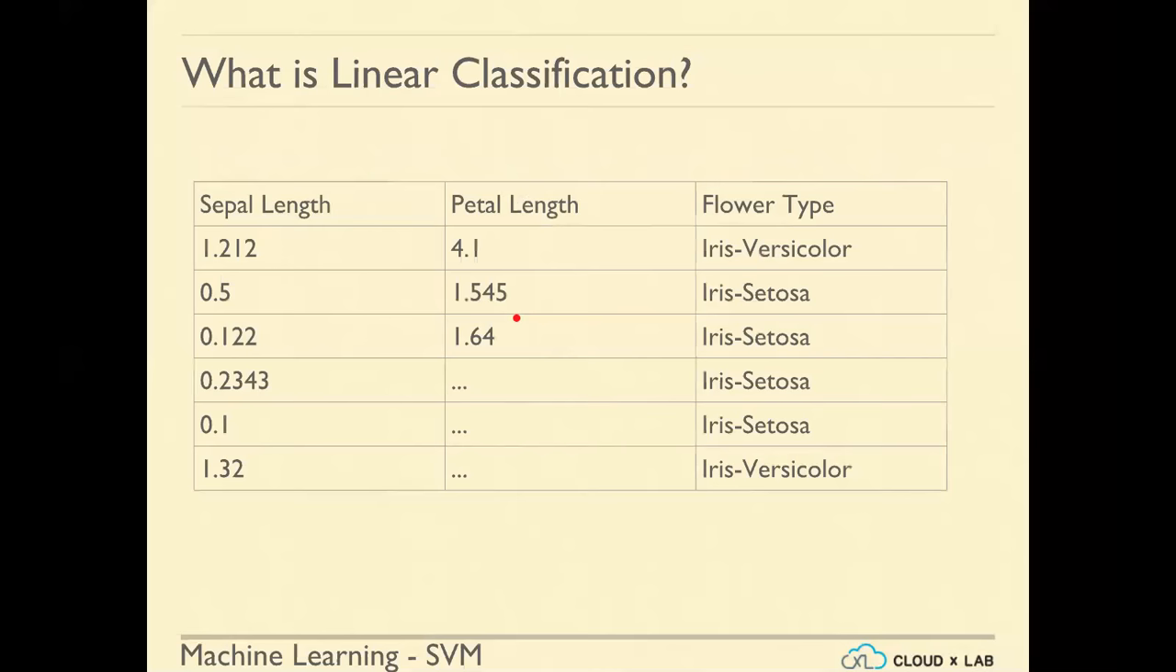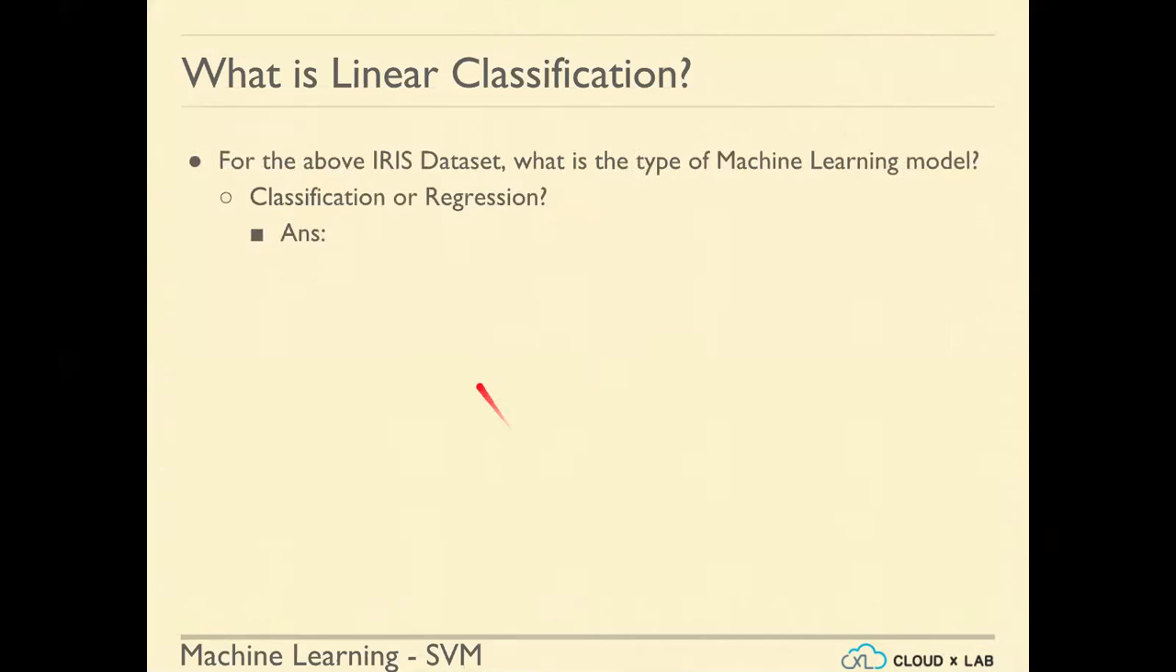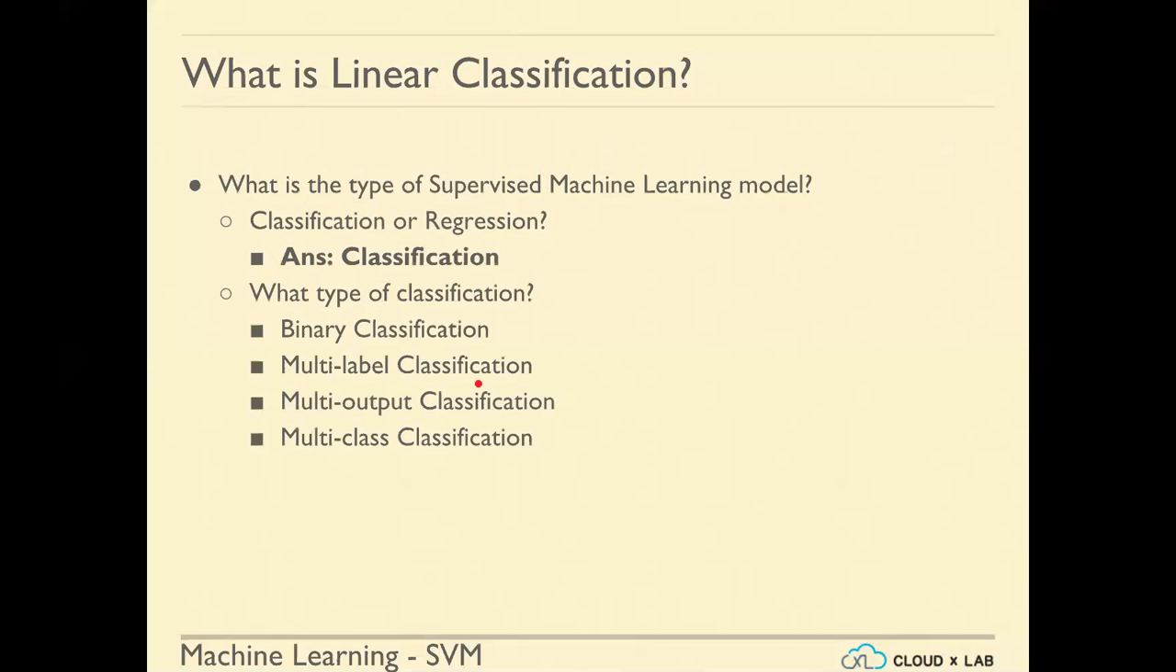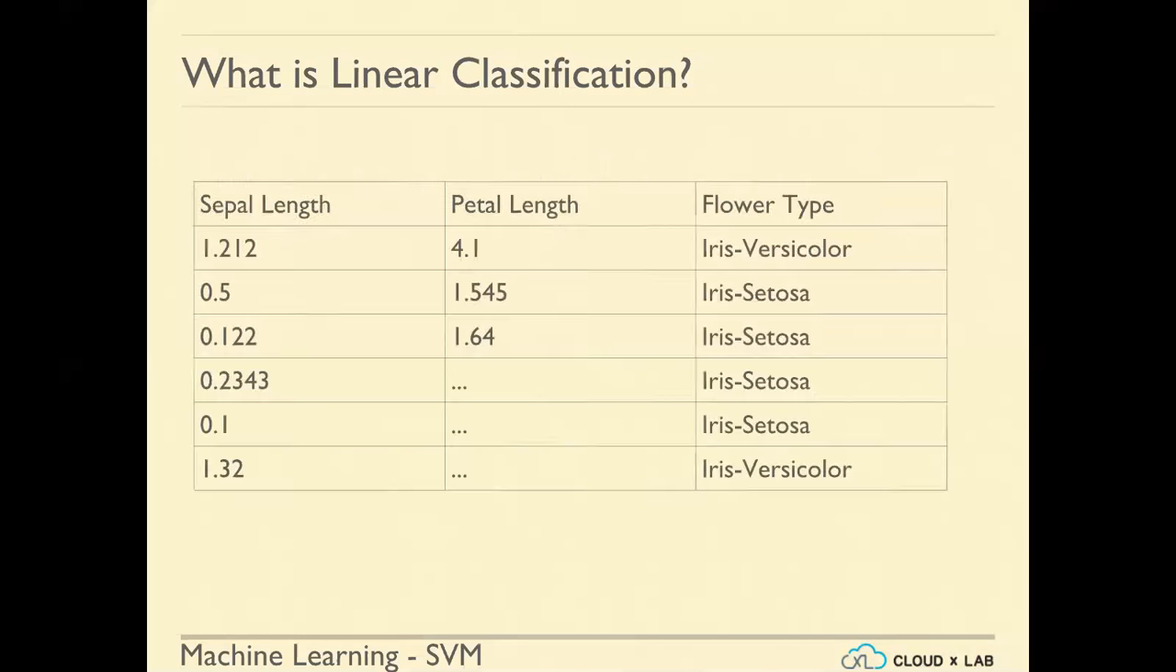No, we are trying to predict the flower type. We're trying to predict the flower type based on sepal length and petal length. Correct. So it's a classification. Now, what type of classification is this? Multi-class or binary?